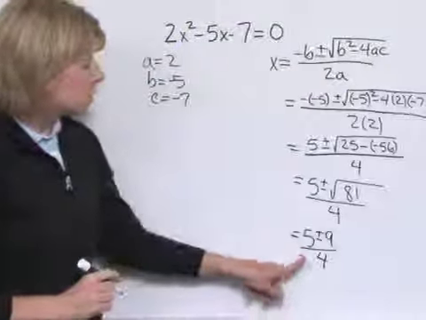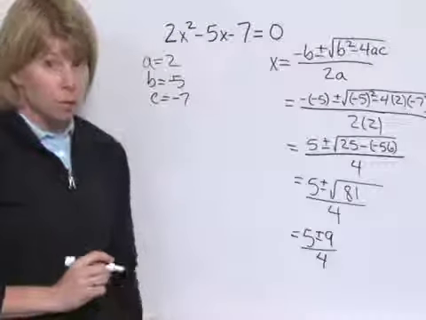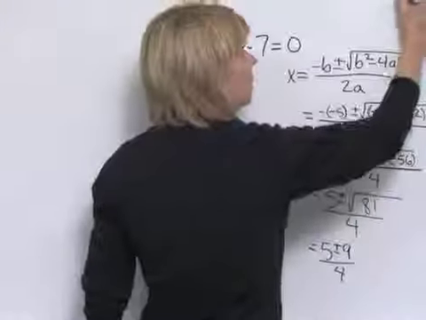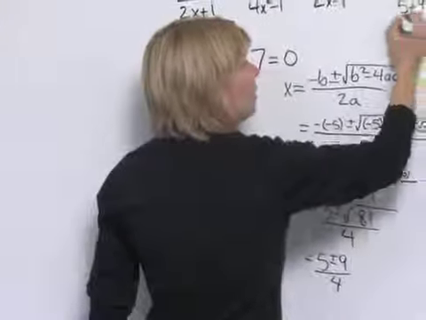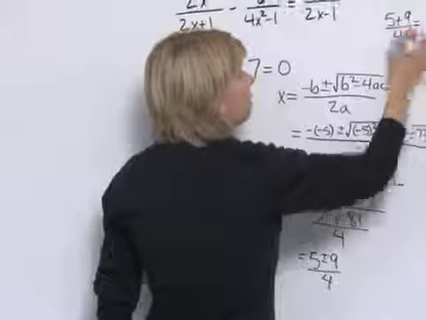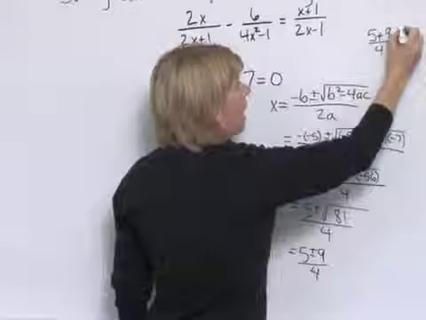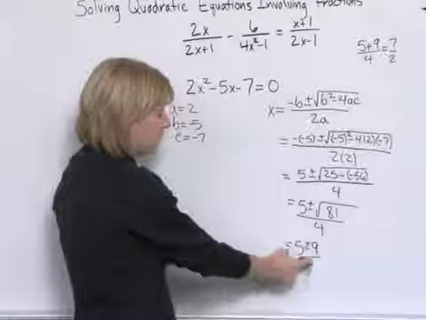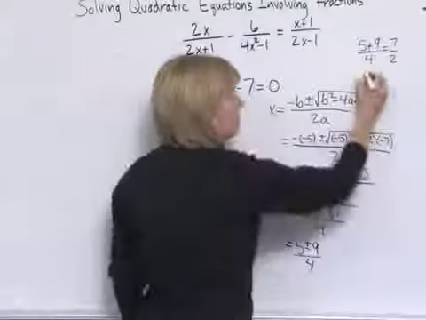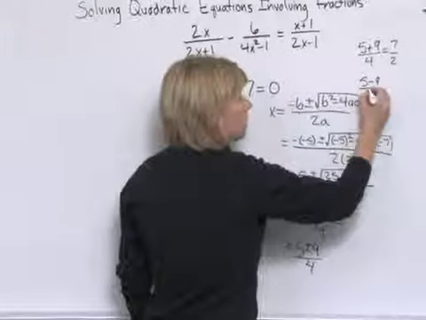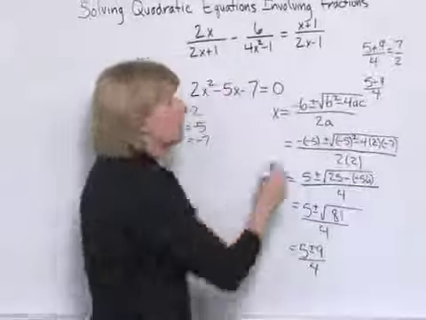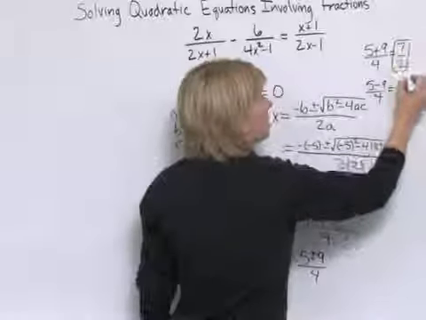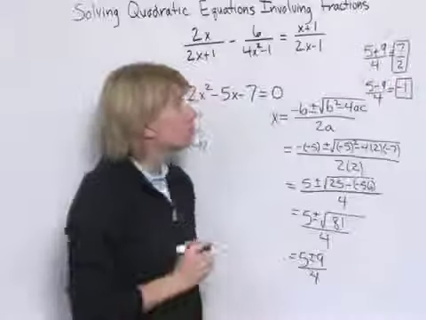So we do have two solutions here. One is 5 plus 9 over 4, and the other is 5 minus 9 over 4. 5 plus 9 over 4 is 14 over 4, or 7 halves. 5 minus 9 over 4 is negative 4 over 4, or negative 1. So we have our two solutions, 7 halves and negative 1.